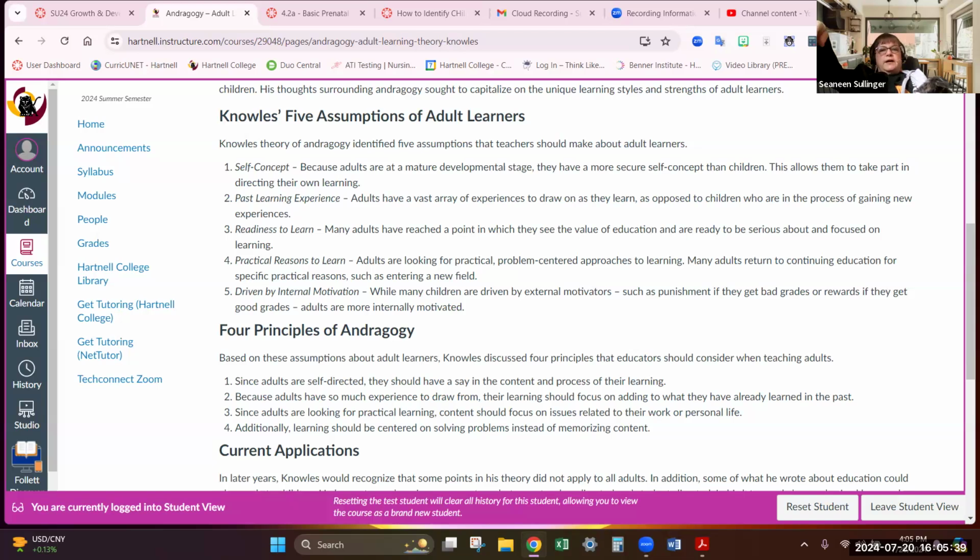Practical reasons to learn, problem-centered approaches to learning. A lot of times adults will return to continuing education for specific reasons. For professionals like nurses, we have continuing education every 2 years that we have to complete, generally speaking, in whatever our area of expertise is. But some adults will return to education, maybe for a career change, so that might be some person coming into the nursing profession from a different profession. And then, being driven by internal motivation.